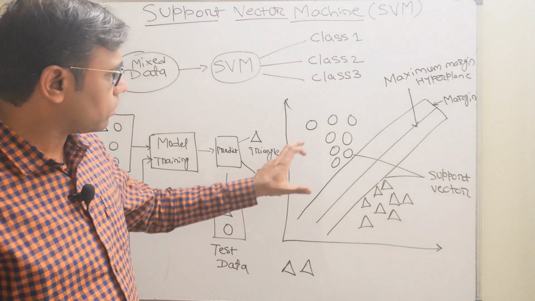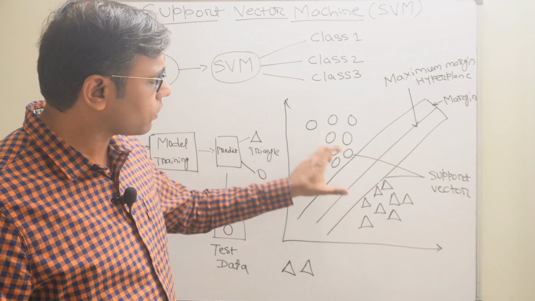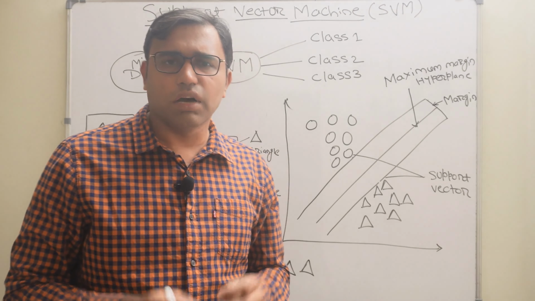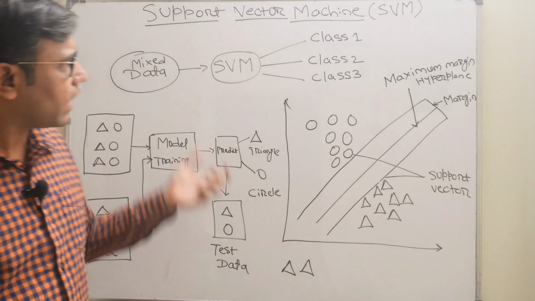The main purpose of SVM is to differentiate, or to create the decision boundary, between two classes. So that's it for SVM.